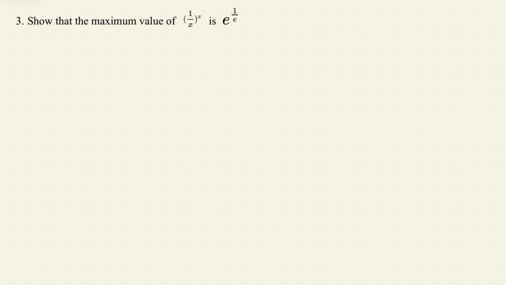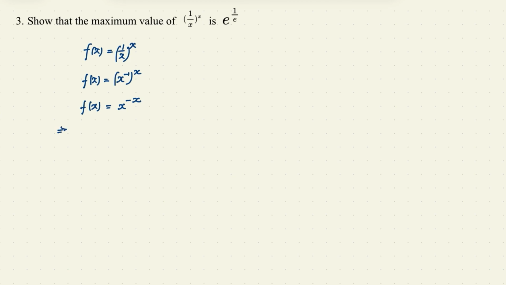Question 3. Show that the maximum value of (1 by x) to the power x is e to the power 1 by e. So let us assume the given function as f of x. So let f of x equal (1 by x) whole to the power x. Before differentiating, let me write 1 by x as x to the power minus 1, whole to the power x. So my function f of x equals x to the power minus x.